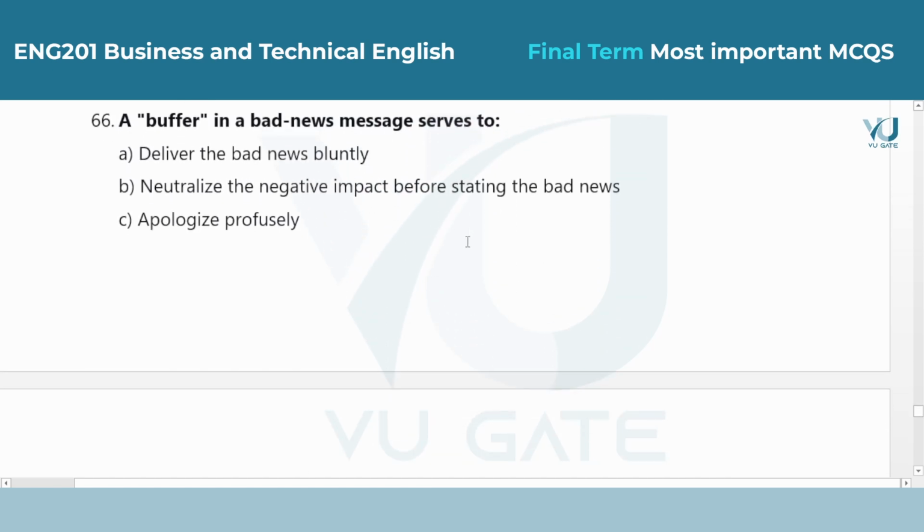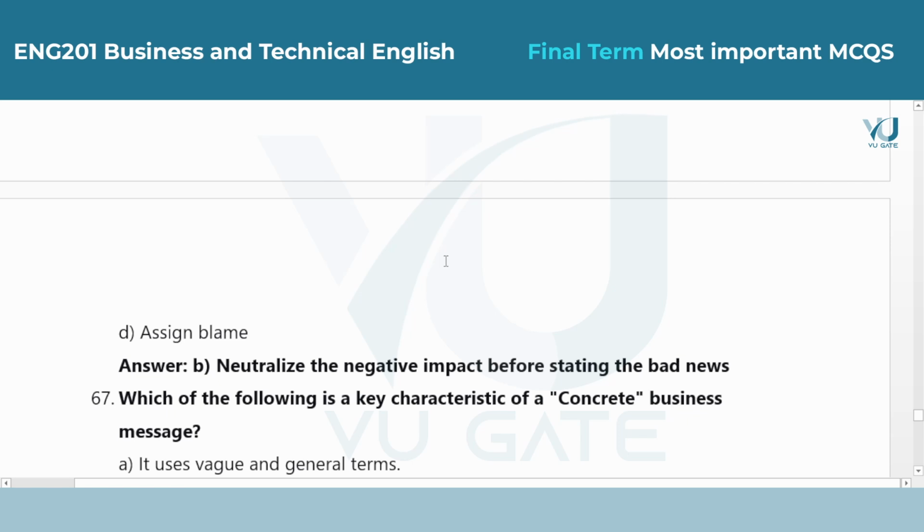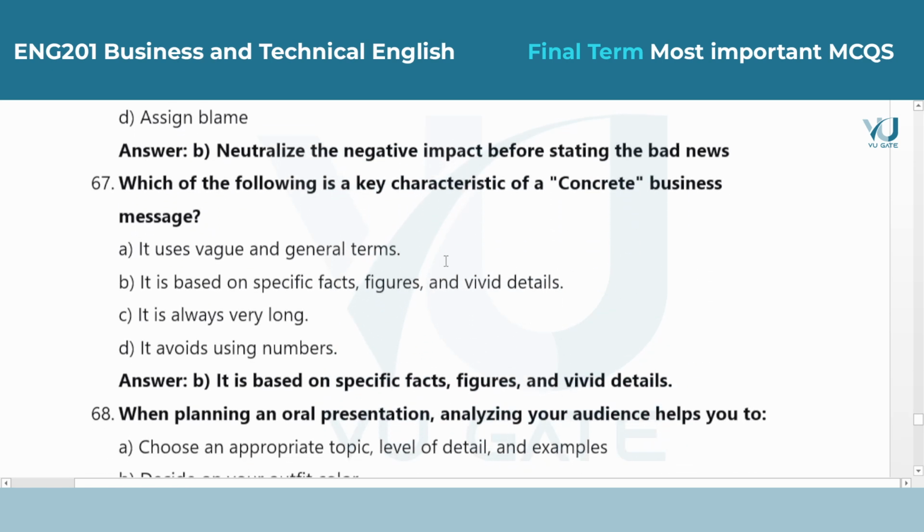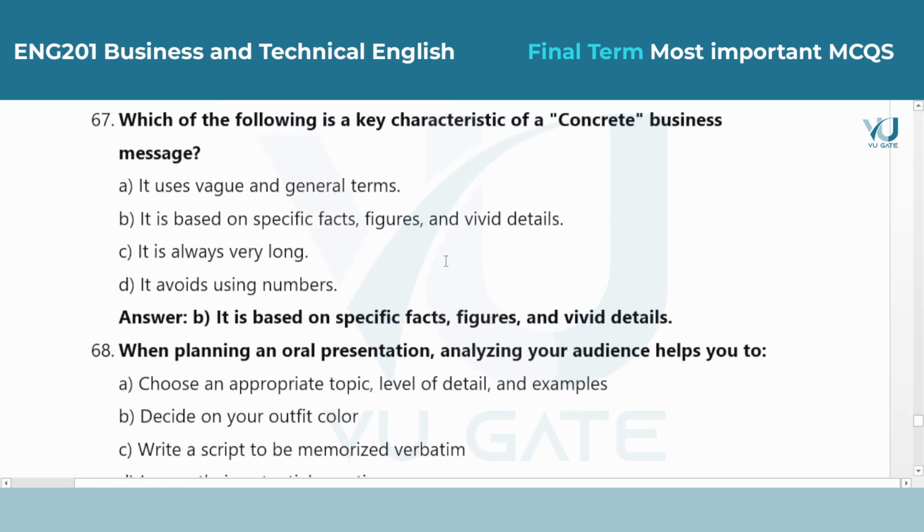66. Question. A buffer in a bad news message serves to. Answer. B. Neutralize the negative impact before stating the bad news. Concept. A buffer builds a bridge of understanding, making the reader more receptive to the upcoming negative information.